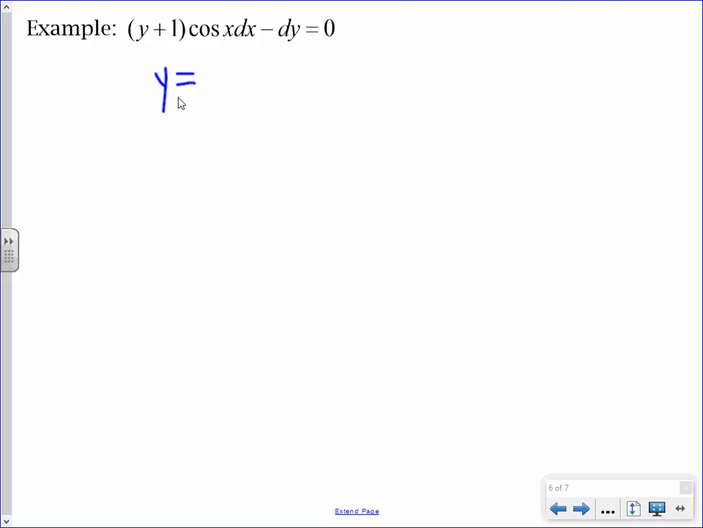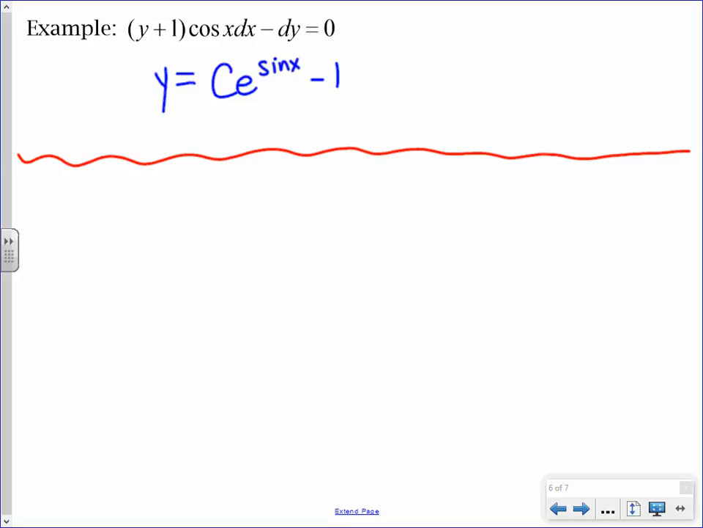What do you have? Y equals c e to the sine x minus 1. Oh, not to it. Yeah. We don't have this multiplication. Do we have it in the other one? Okay, all right. Good catch, Bailey. We work together. You were piggybacking.